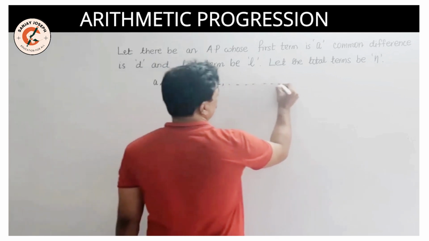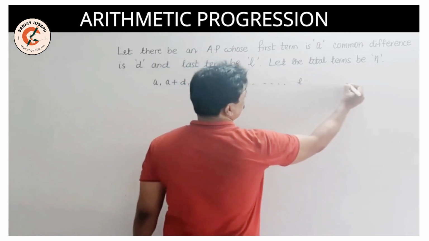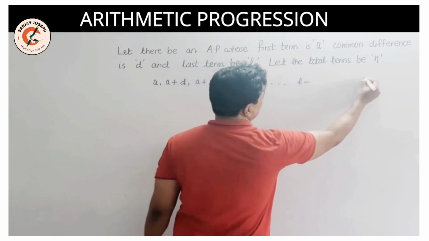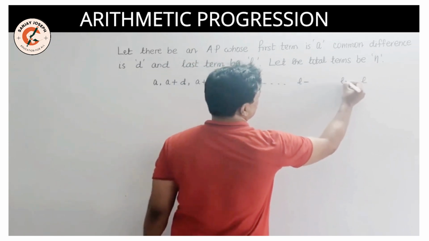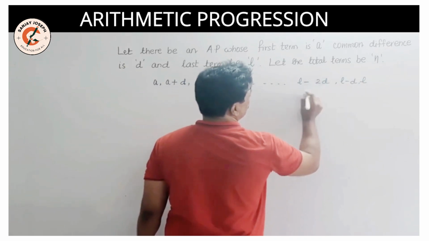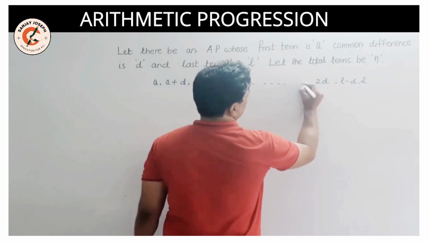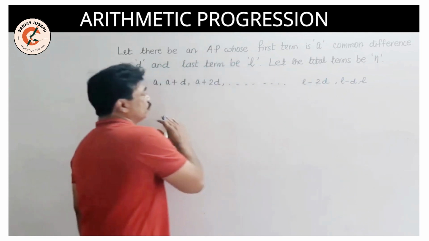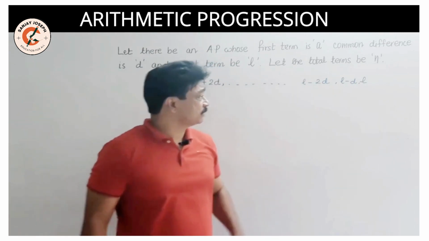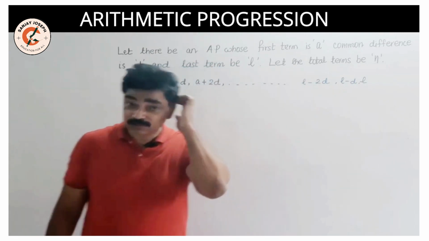then we can go to the third last term. So if the last term is L, then the previous term will be D subtracted from L, the common difference, and the third last term will be 2D subtracted from L. So when we go from first to last, we add the common difference, and when we come back from last to first, we subtract the common difference, isn't it? So this is the case.